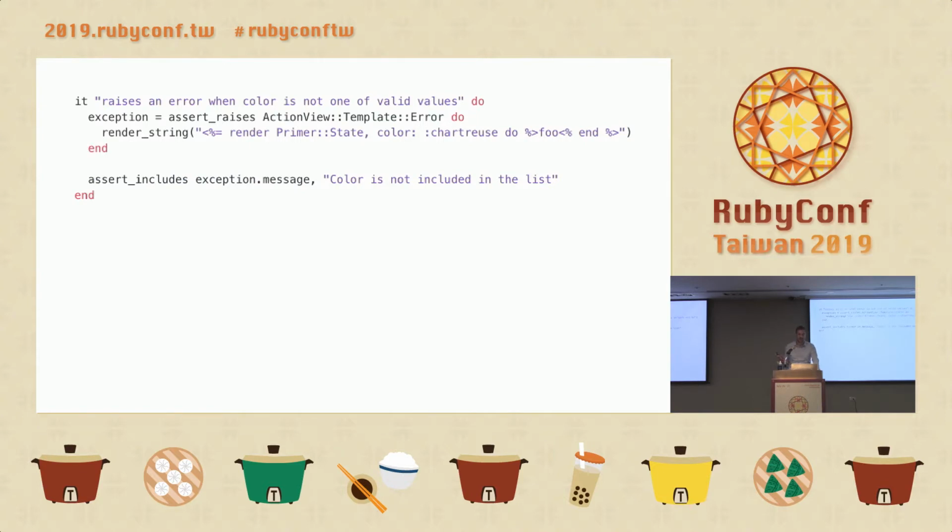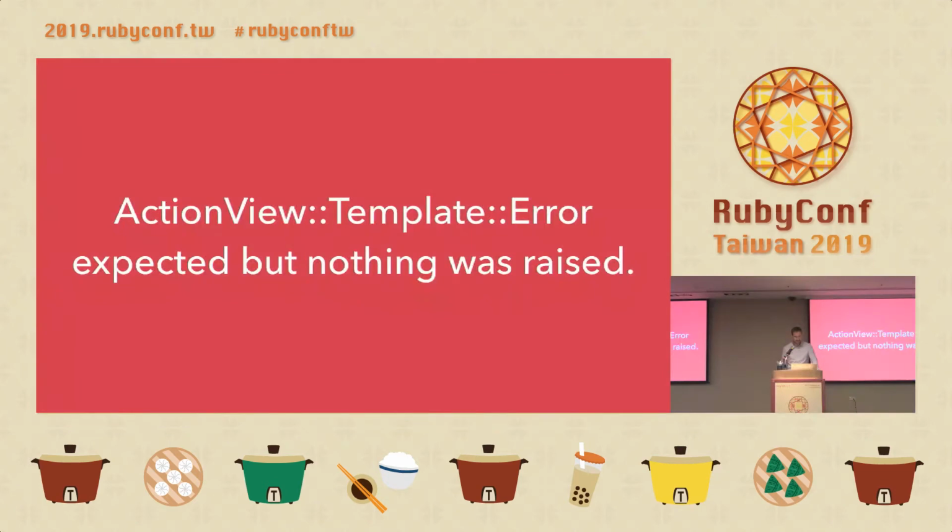So let's start with a test. First, we'll assert that when passing in a color that we're not expecting, chartreuse, an error will be raised, with a message in a format that should be suspiciously familiar. So let's run it and make sure it fails.